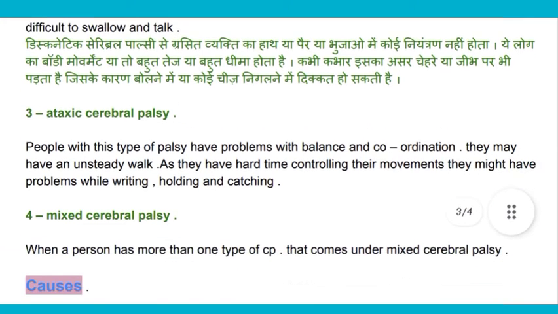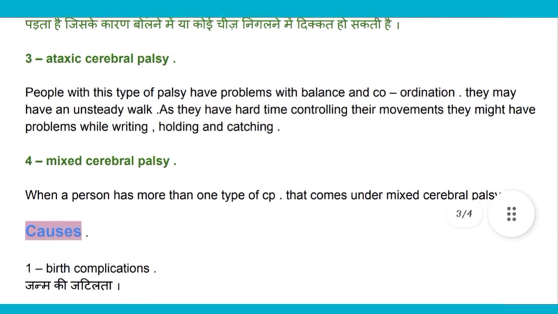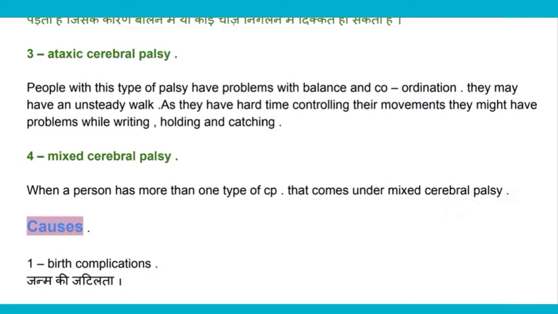Okay, now third one is ataxic cerebral palsy. So what is ataxic cerebral palsy? People with this type of palsy have problems with balance, so they cannot easily balance. They also have problems with coordination. They may have an unsteady walk. As they have a hard time controlling their movement, they might have problems while writing, holding and catching. So it can affect their writing skills, and holding and catching also.